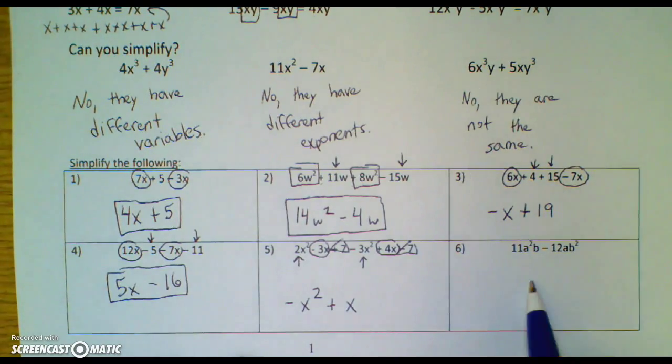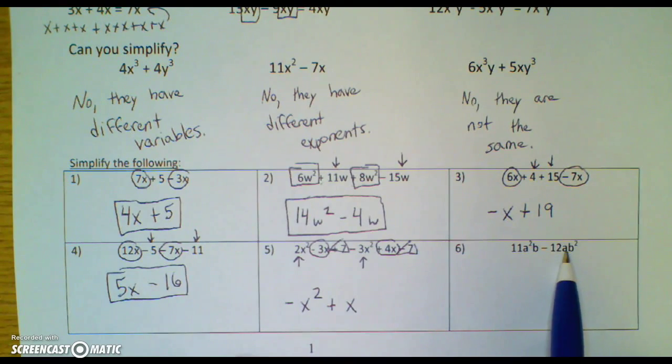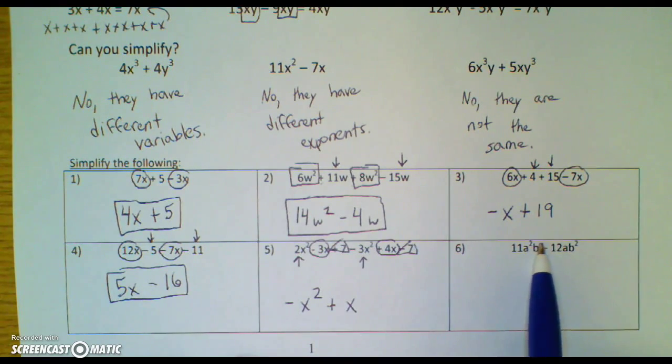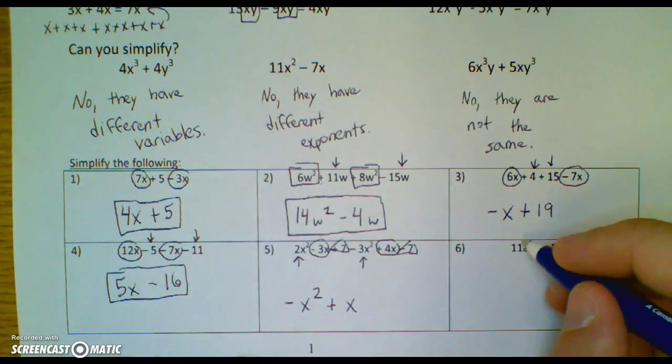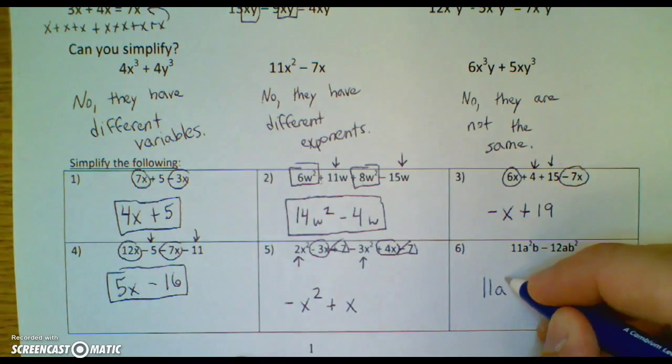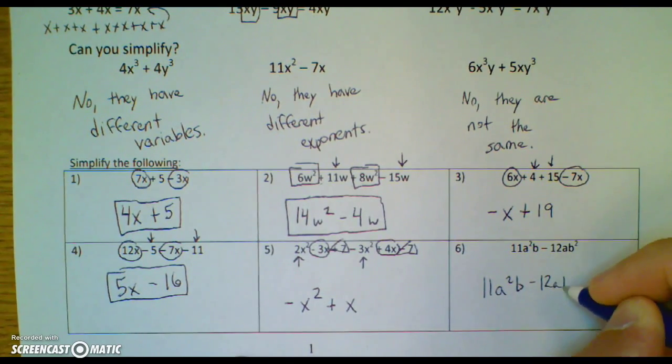The last one, be very careful. Can I simplify this? This has an exponent of 2. This only has an exponent of 1 for the a. B has an exponent of 1. B has an exponent of 2. So this is as far as it goes. So you could just rewrite this answer to be simplified. You can't do anything with this problem.